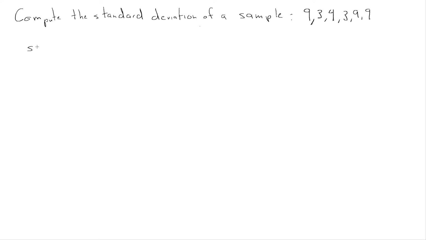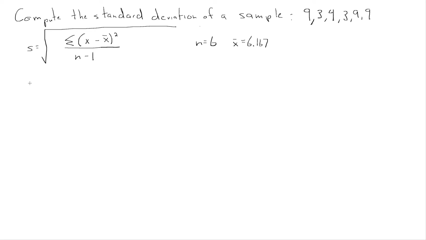Now the formula for computing the sample standard deviation is we're going to use the square root, and then it's going to be the sum of each one of our observations, and then we subtract away the mean of our sample, or the sample mean, square it, and then we divide by n minus 1, where n in this particular case is 6, it's our sample size, and the x bar is 6.167. That was computed back in the video for finding the mean of a sample, or the sample mean.